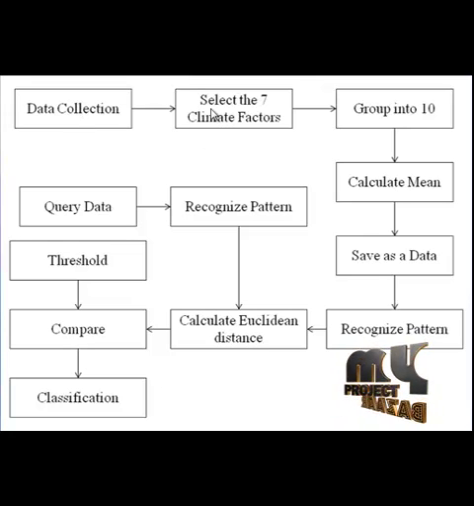Then from that we are selecting some specific climatic factors, and then we are doing the pre-processing operation. Here pre-processing refers to the replacement of the empty variables present in the training data. For that we are finding where those empty variables were found, grouping into a particular range, and then calculating the mean and replacing them, and the result is saved as the train data.